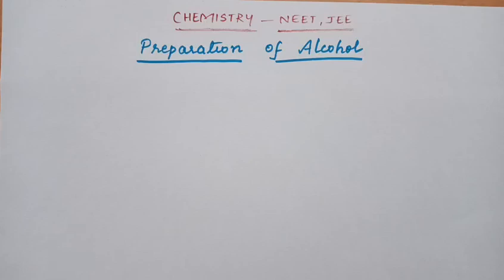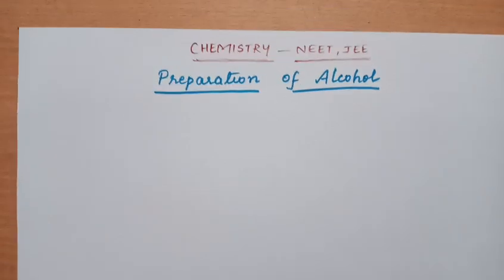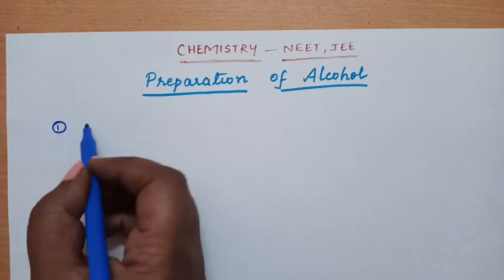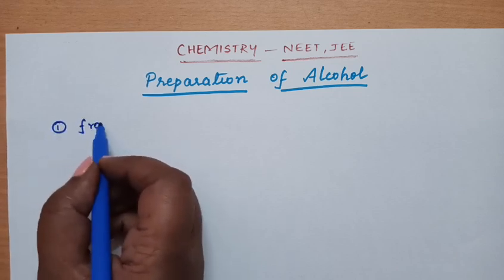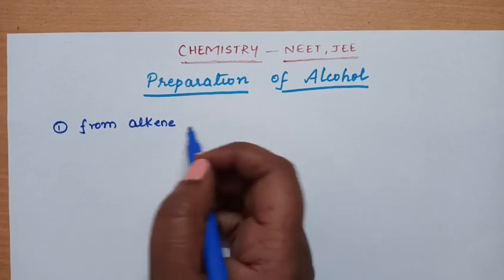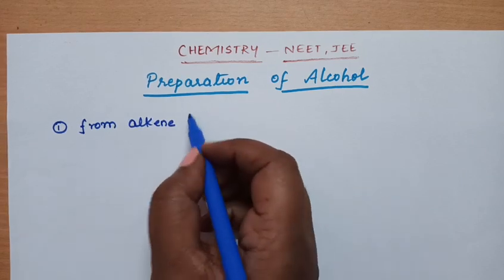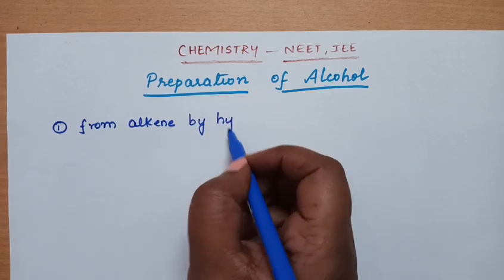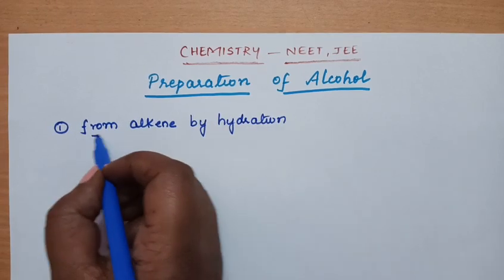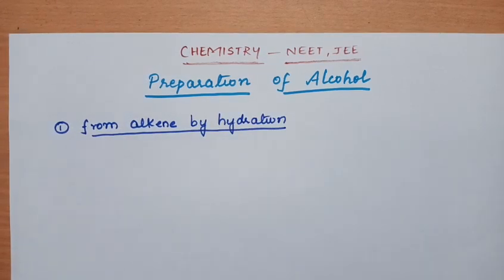Students, in this video we are going to learn about preparation of alcohol. So the first method we are going to learn is preparation of alcohol from alkene, by hydration. This is the first method we are going to learn.